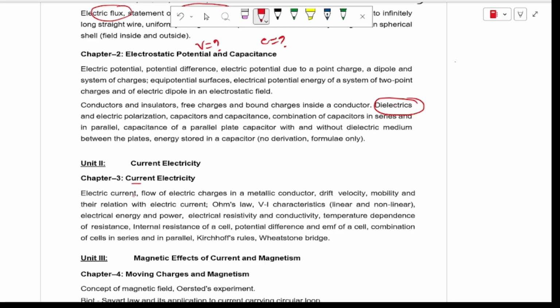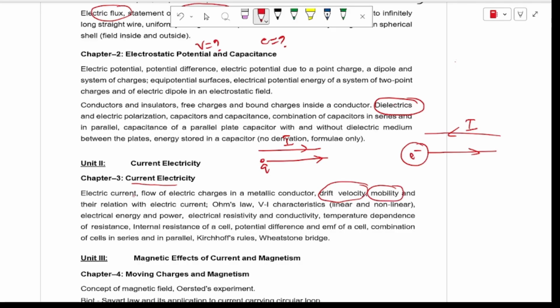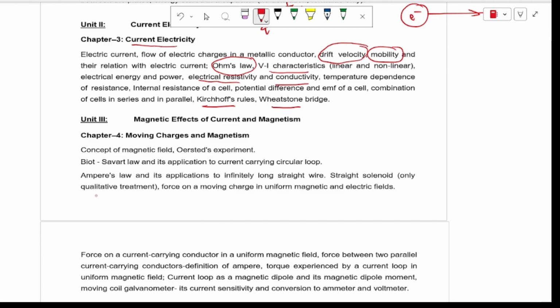Then chapter number 3, current electricity. Suppose now charge starts moving. If it is positively charged and moving in this direction, then current will flow in this direction. Now, if it is an electron or negatively charged particle, then current will flow in the opposite direction. Because of this movement, there will be drift velocity and mobility, and we will study Ohm's law, VI characteristics, Kirchhoff's rule, Wheatstone bridge, then resistivity, conductivity. These things will come.